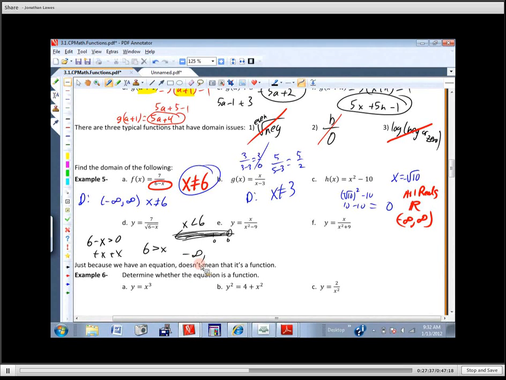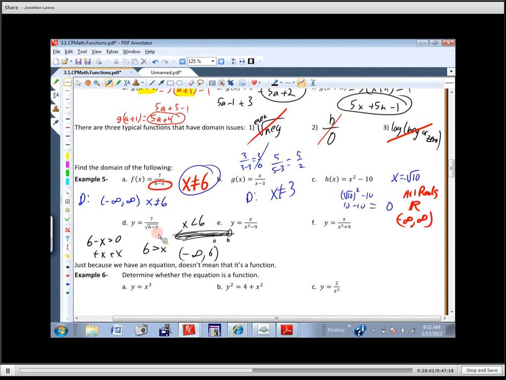Now here's the problem. Some people might say, well, 6 is okay because you can take the square root of 0. Watch what happens when we plug in a 6. If I plug in a 6, that's 6 minus 6, which is 0. Square root of 0 is 0, so this would be 7 over 0. And is that okay? That's the part that's not okay. So that's a little more involved.